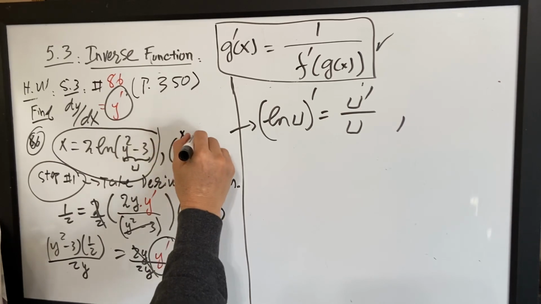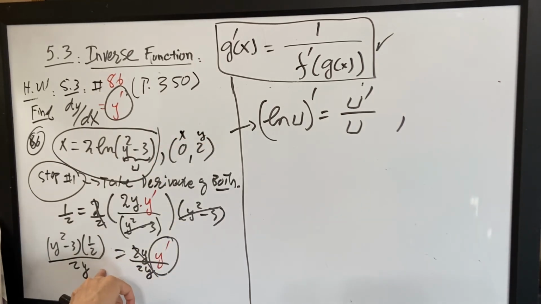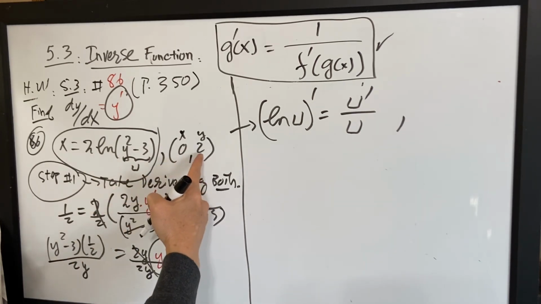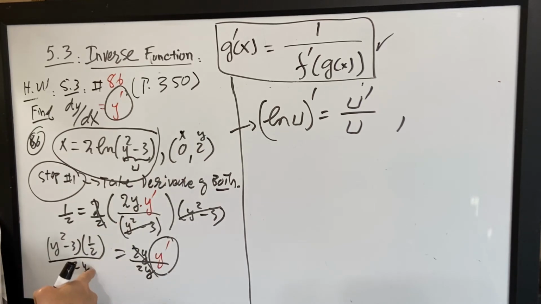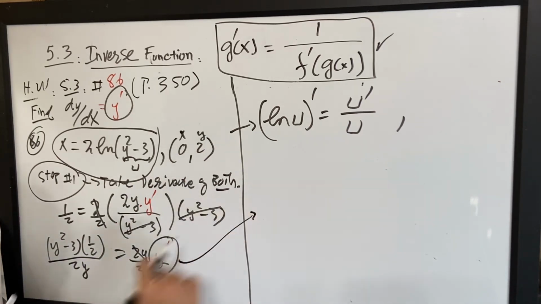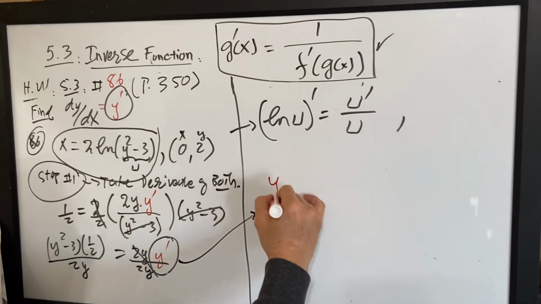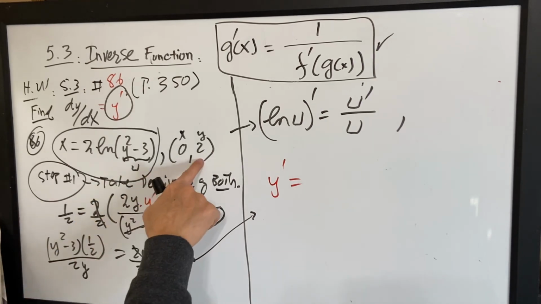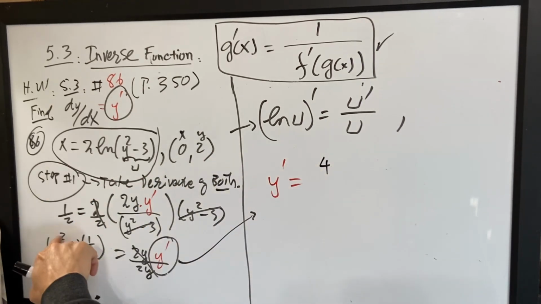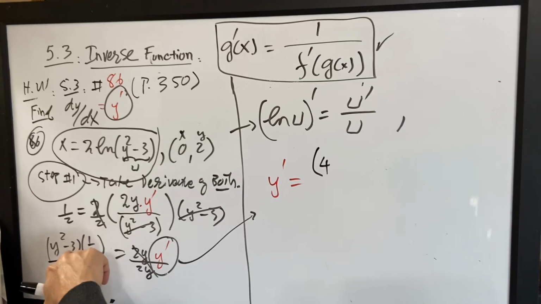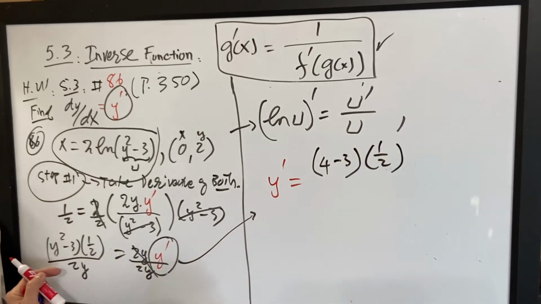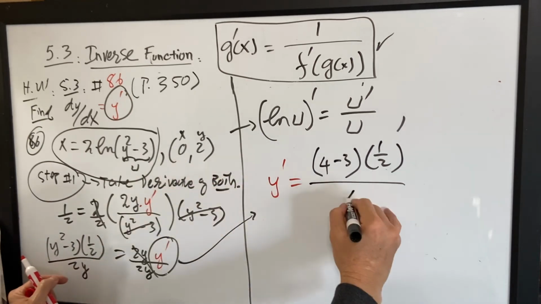This is x, this is y. So over here, do you have x? No. Even better, because x is 0, so you have only y. Y is 2, plug 2 in. So y prime equals 2 times 2, that's 4. 2 squared is 4, minus 3, times 1/2, all divided by 2 times 2, which is 4.